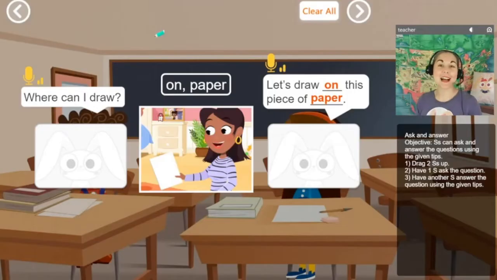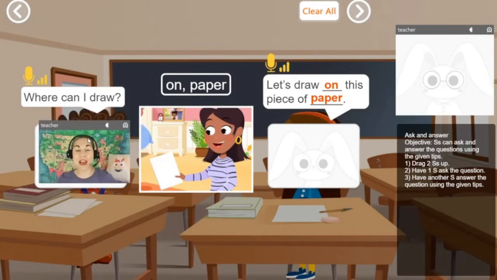So here is a conversation slide, which is very common in Magic Year's lessons. And by the way, the tips I'm about to give you can really apply to any slide where you have one character asking the question and another character answering the question. So if I have one student, I am going to be that student's partner.